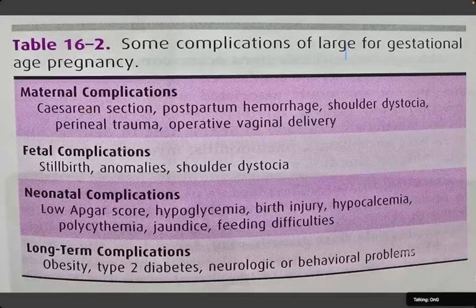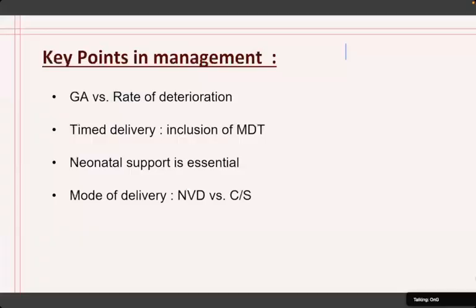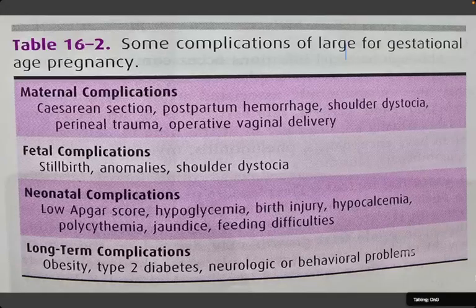I'm almost done, Prof. Almost done. 2, 3 more.